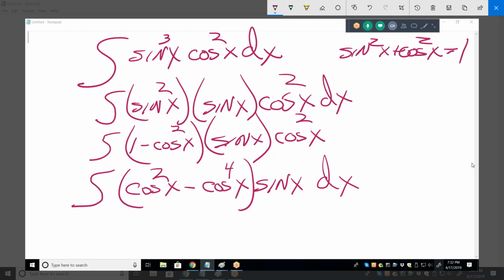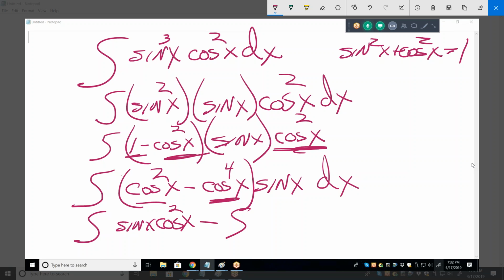In other words, all I did was I multiplied that by 1 to get this, and I multiplied that by that to get that. And I still have my sine of x. Okay? Okay. Now I can distribute the sine of x, so this whole thing turns into the integral of sine of x cosine squared of x minus the integral of sine of x cosine to the fourth of x. Okay. And that's how you do these. Now I can use the power rule.